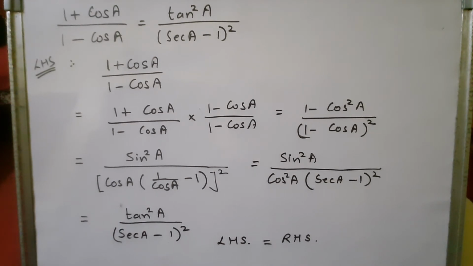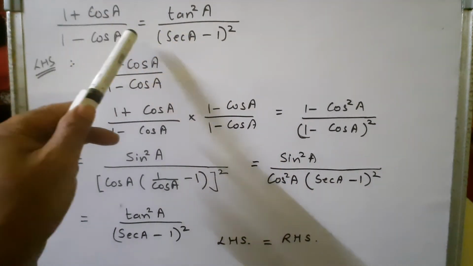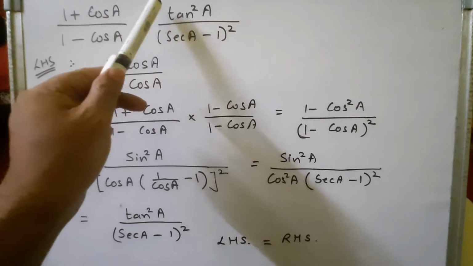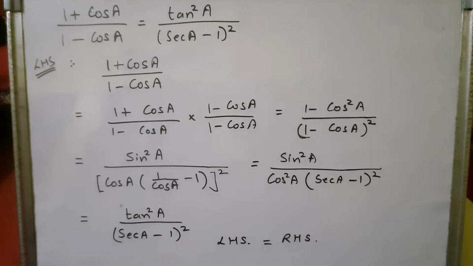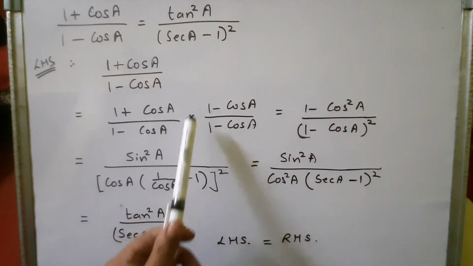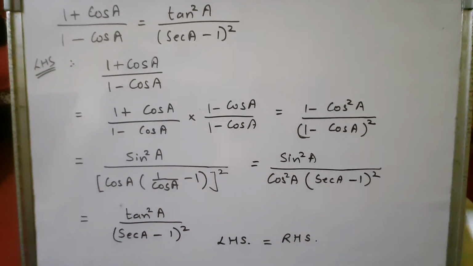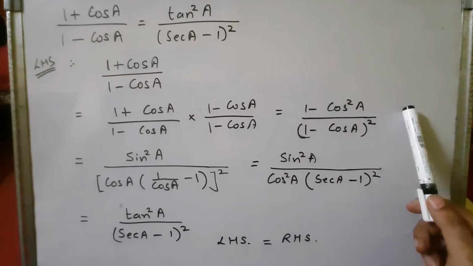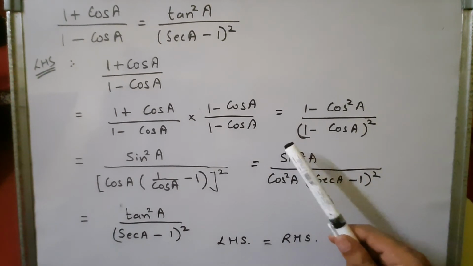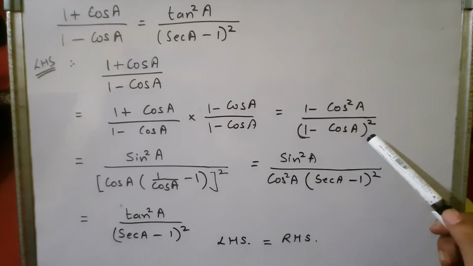Let's see 1 plus cos a upon 1 minus cos a. Children, what we will do first, pay attention that here in the numerator we have tan square a, and tan square a is sine square a upon cos square a. So we need to get sine square a in the numerator. So for that I have multiplied 1 minus cos a in numerator and denominator both. So 1 plus cos a and 1 minus cos a will become 1 minus cos square a, and 1 minus cos a into 1 minus cos a will be 1 minus cos a to the whole square. Right? This is 1 minus cos square a upon 1 minus cos a to the whole square.